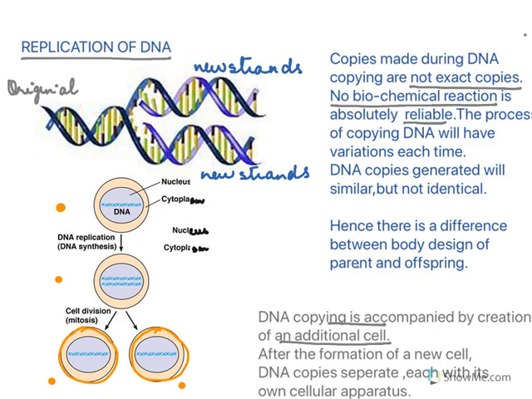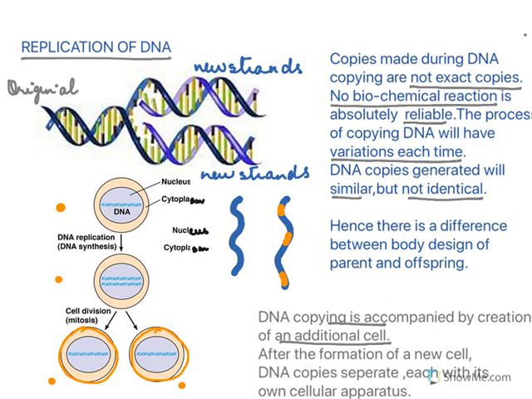There will always be certain differences. The process of copying the DNA will have variations each time. The copy will always be a little different from its parent. So DNA copies generated will be similar but not identical. So if this strand is a parent DNA, you will find the DNA of the offspring is not identical. They may have a little differences.